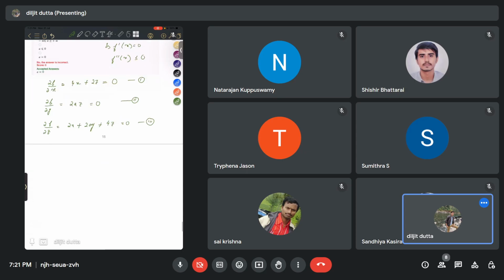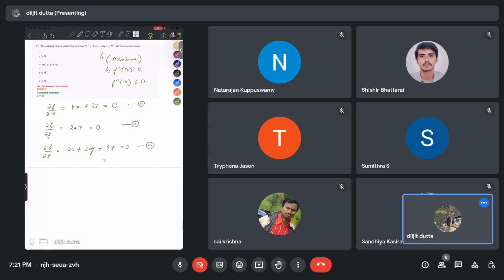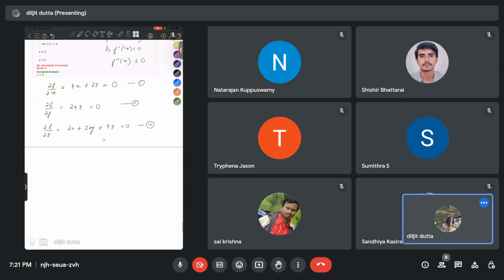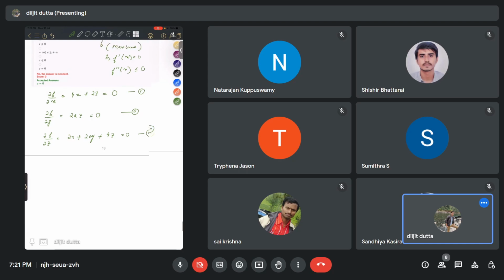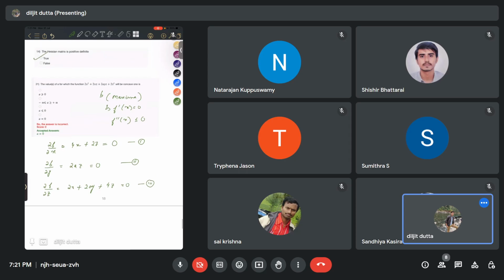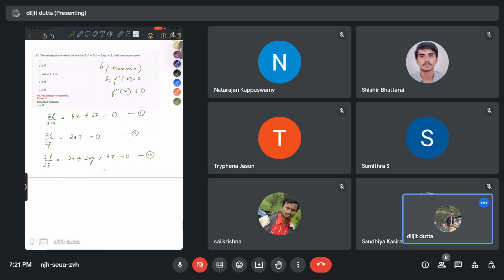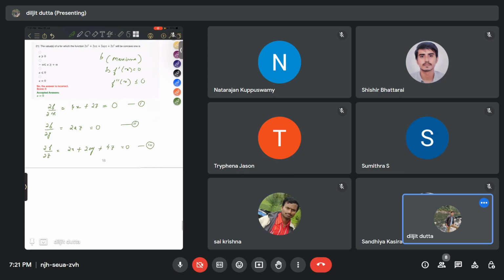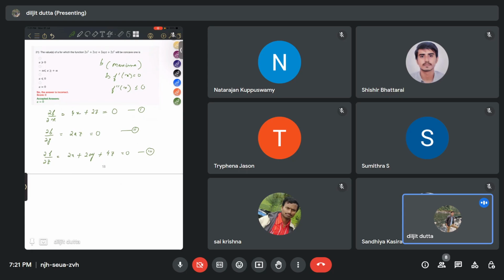Now we have three equations. The thing is that we have three equations and we have four unknowns, right? x, y, z and a. So if we have four unknowns, we'll need one more equation. So we'll get one from the Hessian matrix.